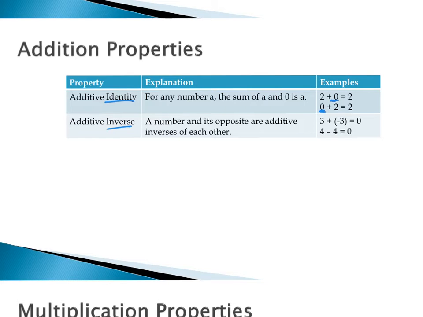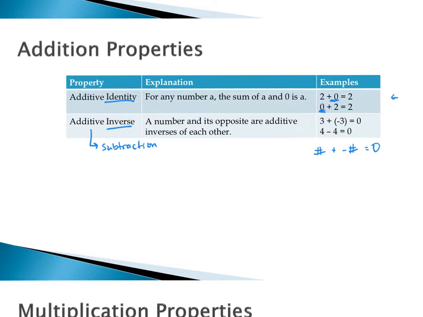Now, the additive inverse property is slightly different. It is when you add a number and its opposite. So you have the number plus its negative number. It's going to equal 0. So the first one, additive identity, means anything plus 0 is itself. The second one is anything plus its opposite is equal to 0. Now the additive inverse is where we get subtraction.